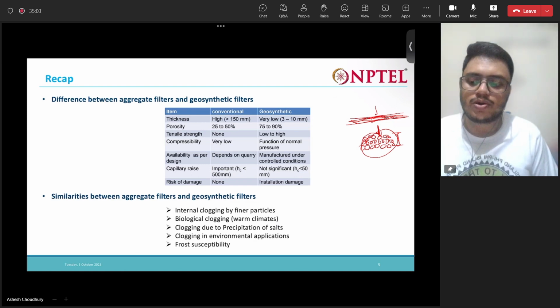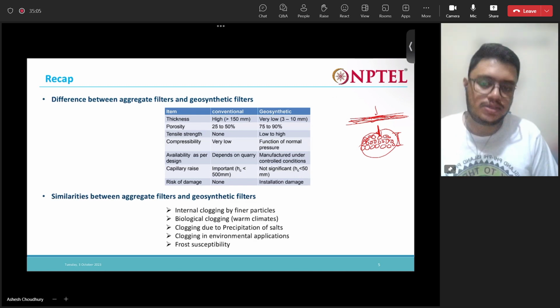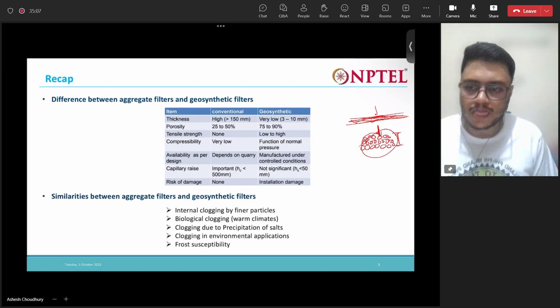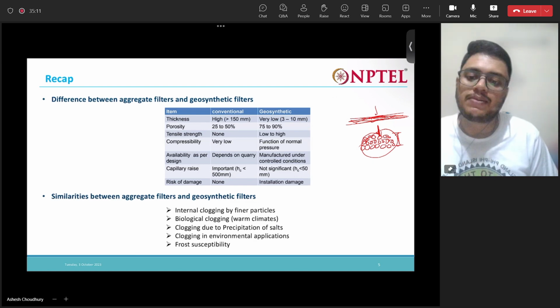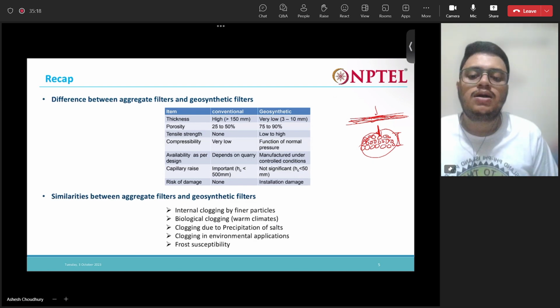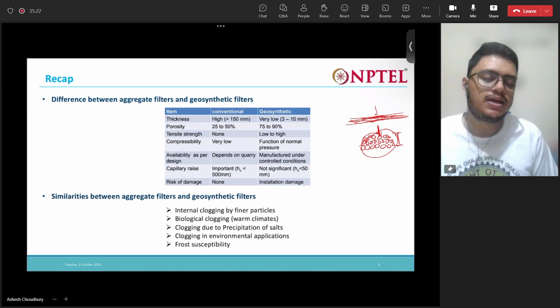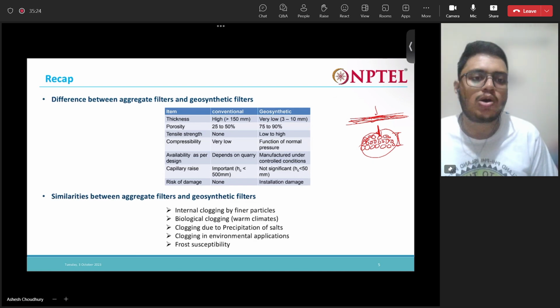Okay, because there is a high risk of damage. Now these were the main differences. Now what are the similarities between these two, conventional aggregate filters and geosynthetic filters? Internal clogging by finer particles. In both cases, fine particles may enter into the pores and they may clog the filter.